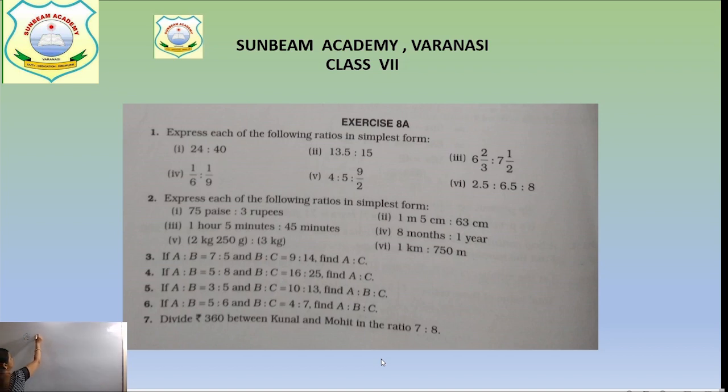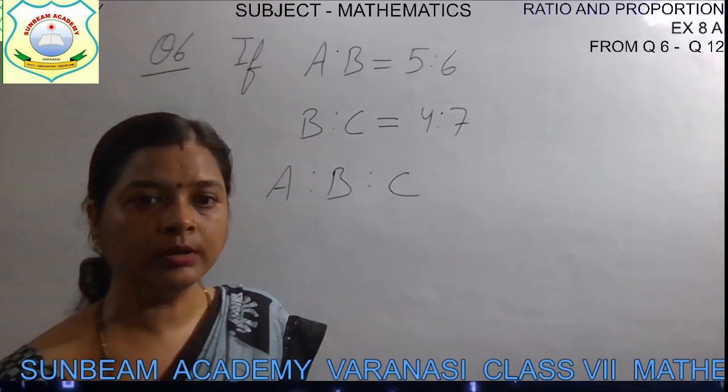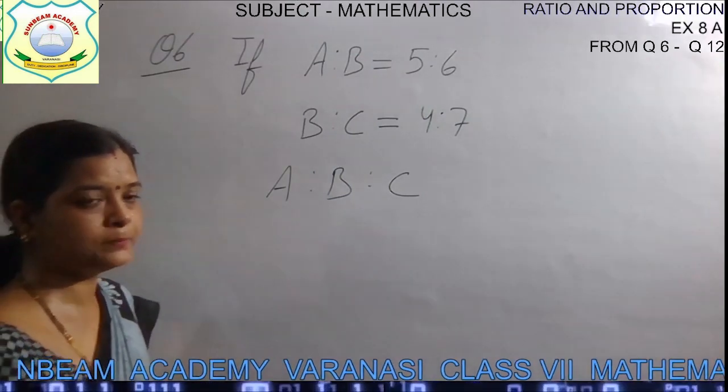Question number 6 is: if A is to B is equal to 5 is to 6, okay, and B is to C is equal to 4 is to 7, then you have to find what is A is to B is to C. This you have to find, children. Let me show you the board. Okay, this is the question.